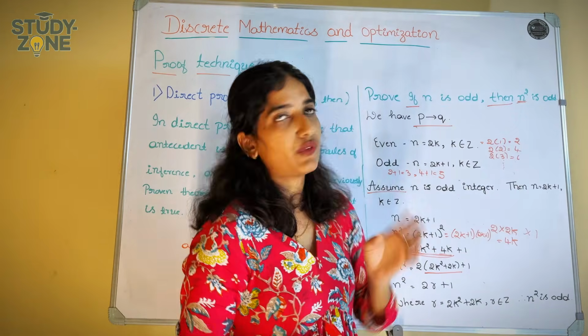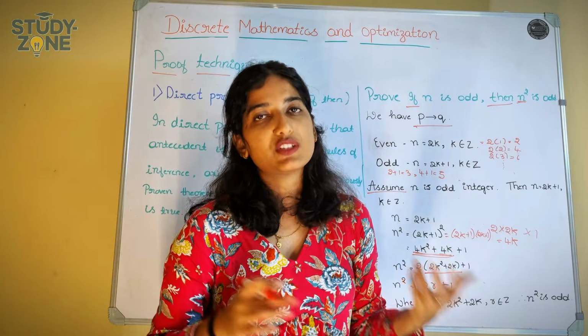You can try the same thing for an even integer. We can prove that n square is even also.